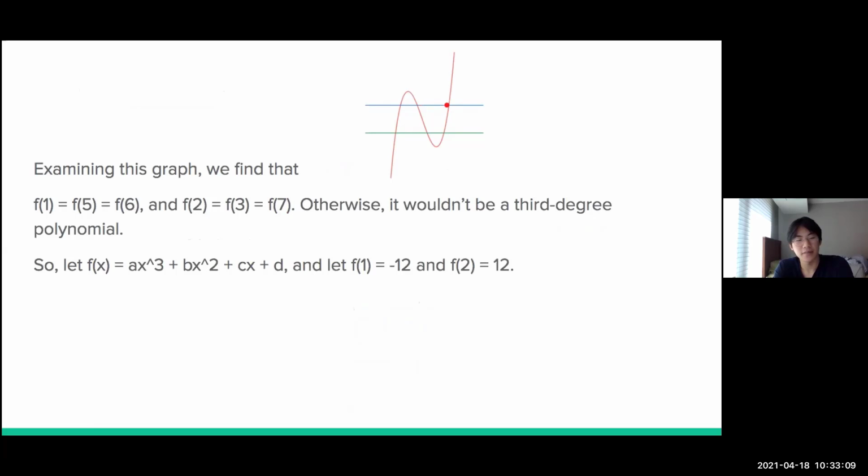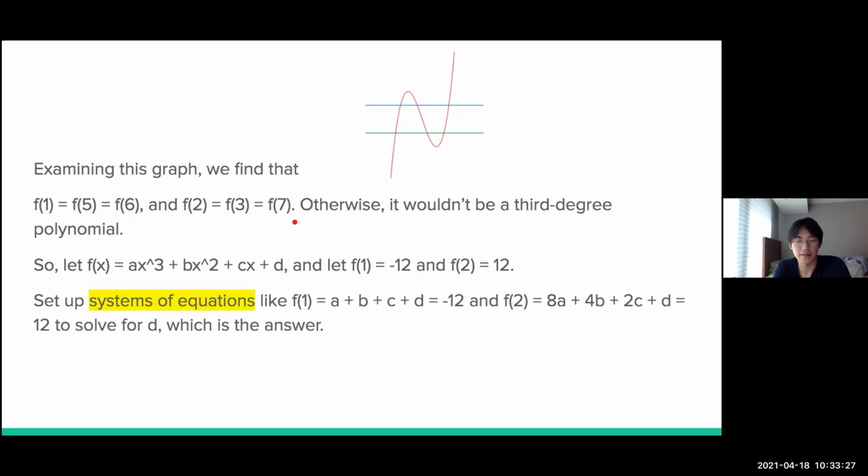So let's again set up f of x as a polynomial where it's ax to the third plus bx squared plus cx plus d. And let's, without loss of generality, let f of 1 be negative 12. So all of these are negative 12, and f of 2 be 12. Then we can set up a system of equations. If we plug in 1 for x, f of 1 equals a plus b plus c plus d equals negative 12. And f of 2, if we just plug in 2 into this equation, 8a plus 4b plus 2c plus d equals 12. So we can set up a system of equations using any of these 6 numbers to solve for d, which is what we're looking for, since we're looking for the absolute value of f of 0.